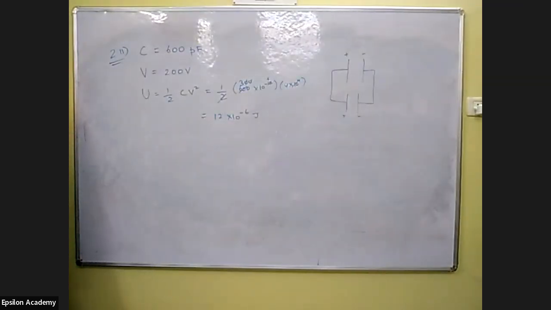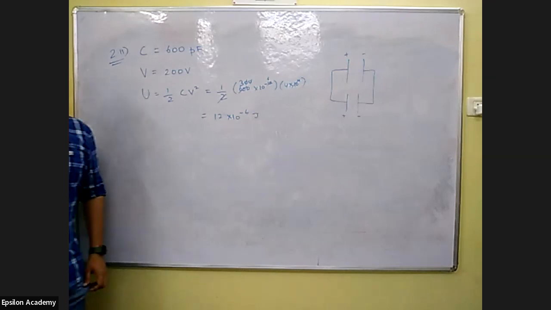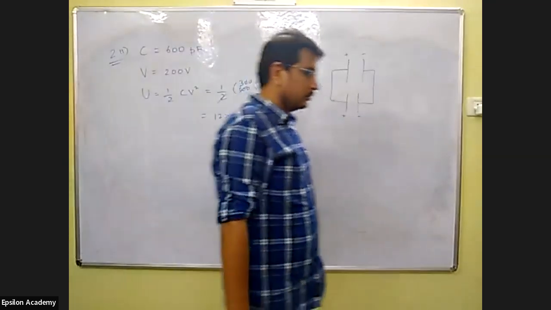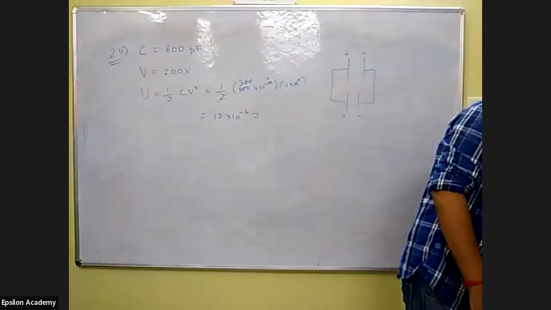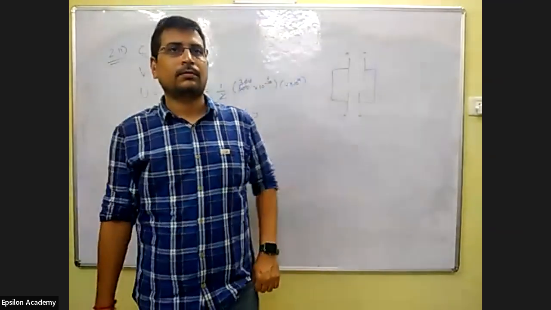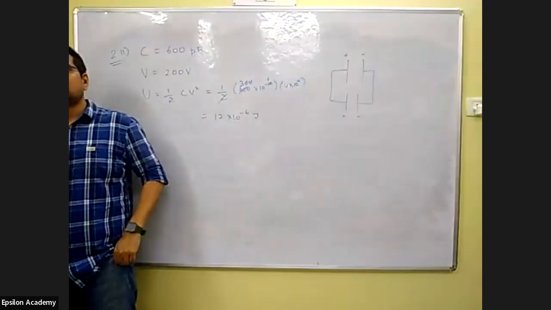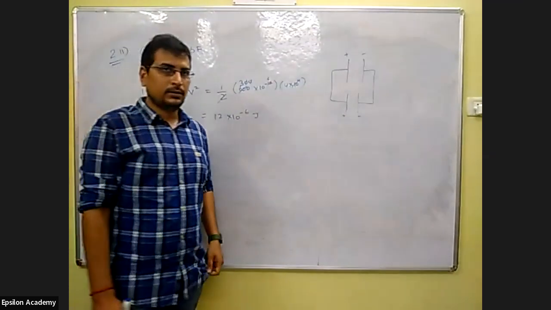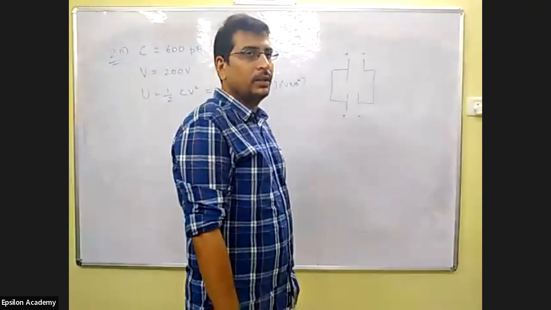Can we say the charge is equally shared? Why? How can you say it equally? Just because they both are of the same capacitance. What is their difference? How do you handle it? We need to think about it, right?